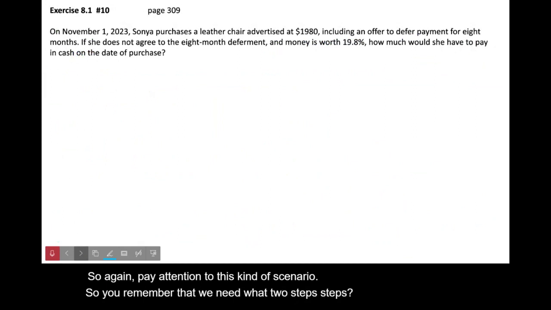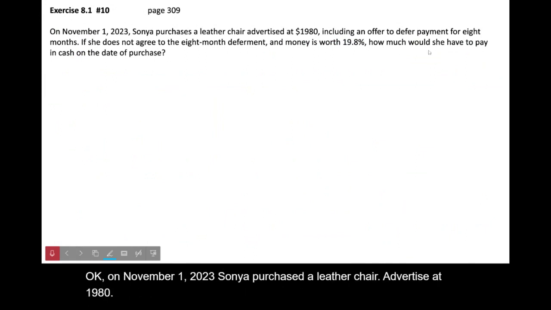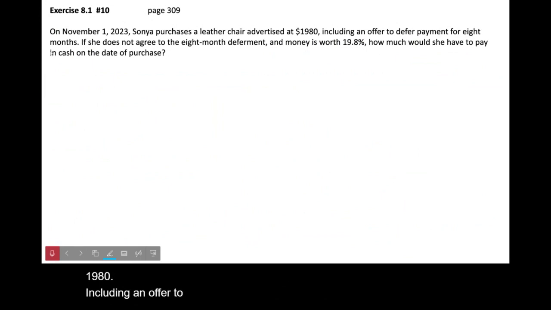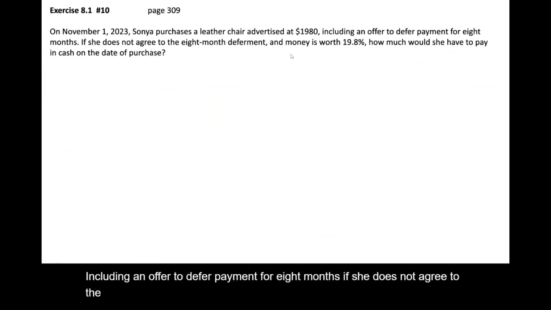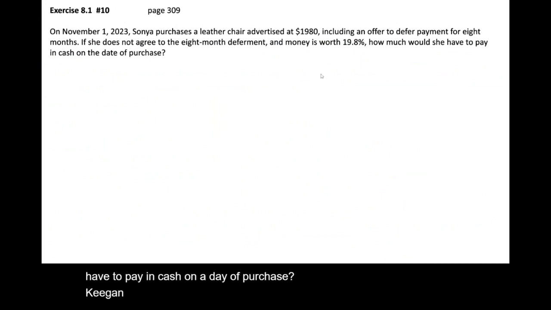Okay. On November 1, 2023, Sonia purchased a leather chair advertised at $1980, including an offer to defer payment for 8 months. If she does not agree to the 8 months deferment and money is worth 19.8%, how much would she have to pay in cash on the day of purchase? Okay, guys, 2 minutes. Do it.